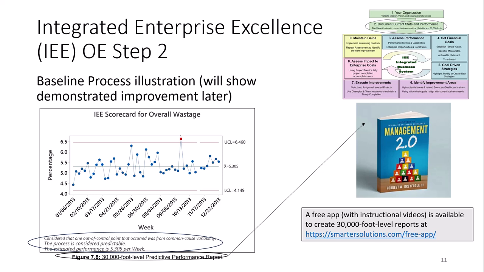Shown here is an example IEEE 30,000-foot level report taken from Management 2.0 for an attribute response, whose format is different than the variables/continuous response output shown in the previous slide. One can use this free app shown here to create this output or create a 30,000-foot level response for one of your performance metrics, which is in an Excel or XLSX dataset format.